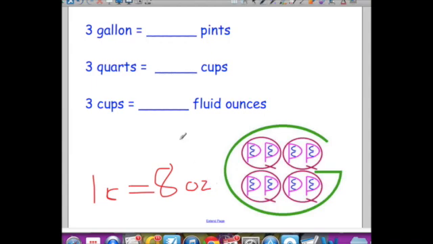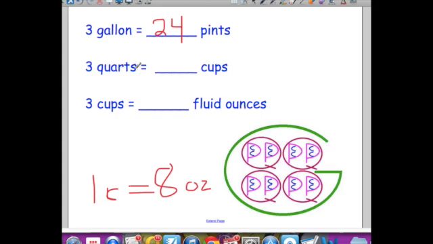Not the weight. So if I have 3 gallons, how many pints will that be? Well, if I look at my 1 gallon, I have 1, 2, 3, 4, 5, 6, 7, 8 pints. So if I have 3 of those, 3 groups of 8, I know, would be 24 pints. Okay? I want you to go ahead and complete these next 2 right now, and then come back to the video to check them with me. Do that now.